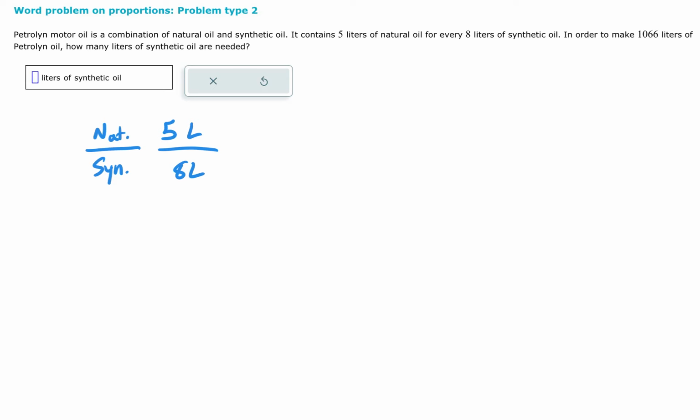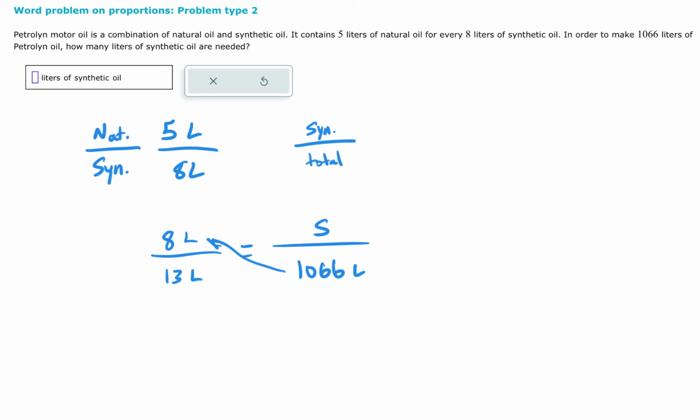So just like the last couple ones, we have a ratio. We want a ratio of synthetic to total. And right now we have a ratio of natural to synthetic. So we're going to have to just look at the synthetic, which is 8. If there's 8 liters of synthetic, the total would be 8 plus 5 is 13. Now we can set this up, 1,066 liters total, and we'll call this S for synthetic. So cross multiplication, we have 1,066 times 8 equals 13 times S, or 13S.